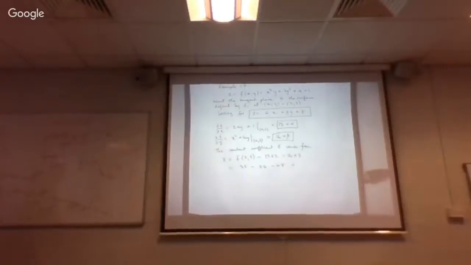33 minus 26 minus 48. 33 minus 26 is 7. 7 minus 48 is minus 41. Is my arithmetic correct there, I think?